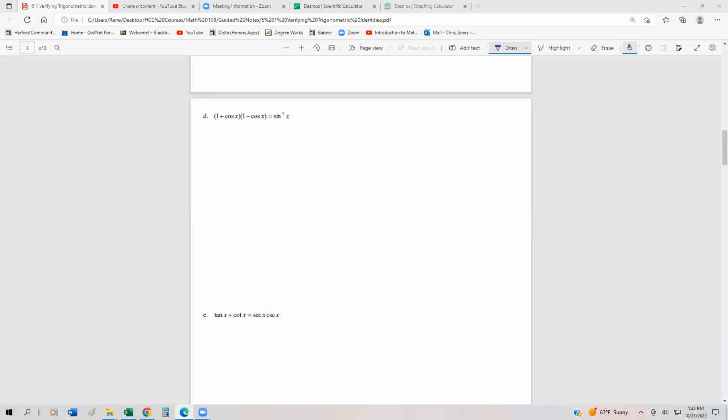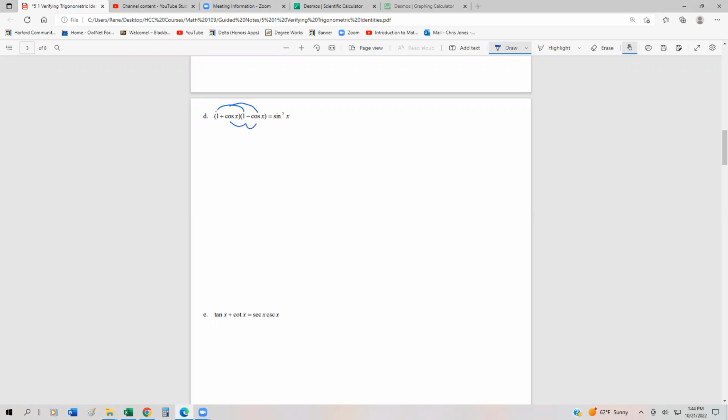A few more examples of trigonometric identities and a little bit more rigorous algebra as we go along. So we have this: (1 plus cos x) times (1 minus cos x) is equal to sine squared. Similar to the previous video, one of the things we saw sometimes was being able to multiply these out. And so what we're going to do is FOIL. So we're going to take first, outer, inner, last.